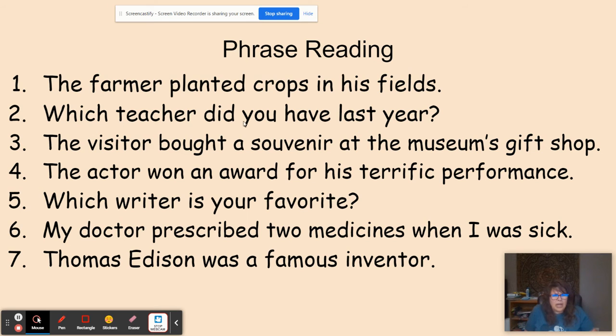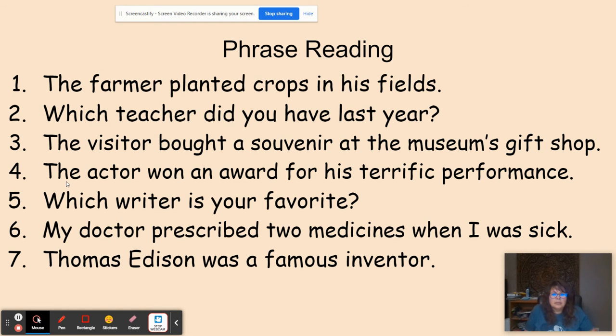Which teacher did you have last year? Teacher is your spelling word. One who teaches is called a teacher. Number 3, the visitors bought a souvenir at the museum's gift shop. Visitor is your spelling word. One who visits is called a visitor.